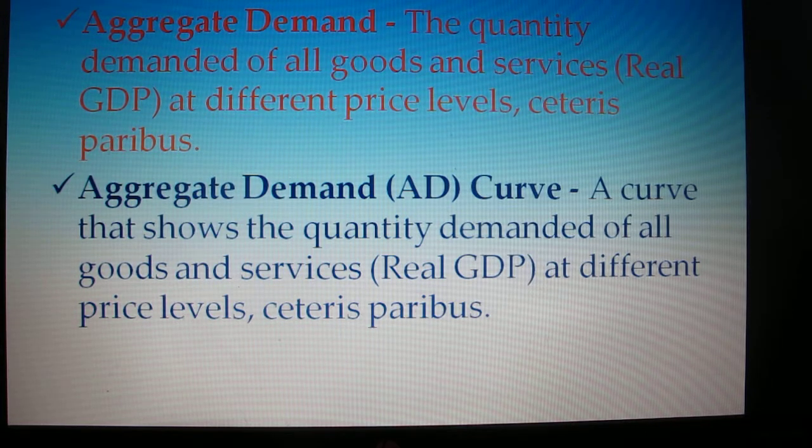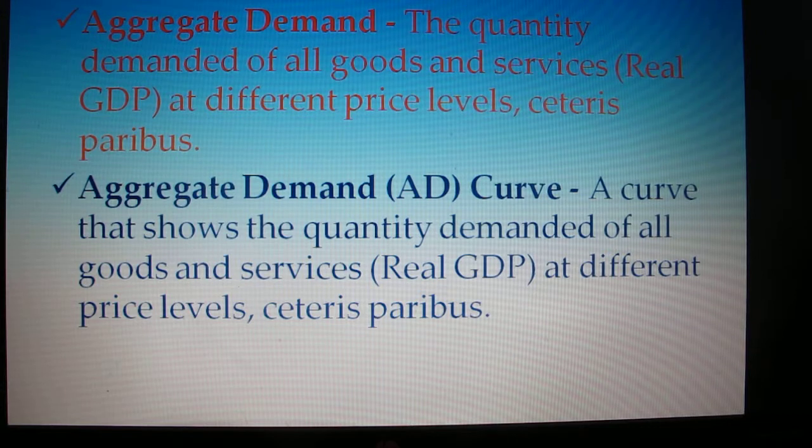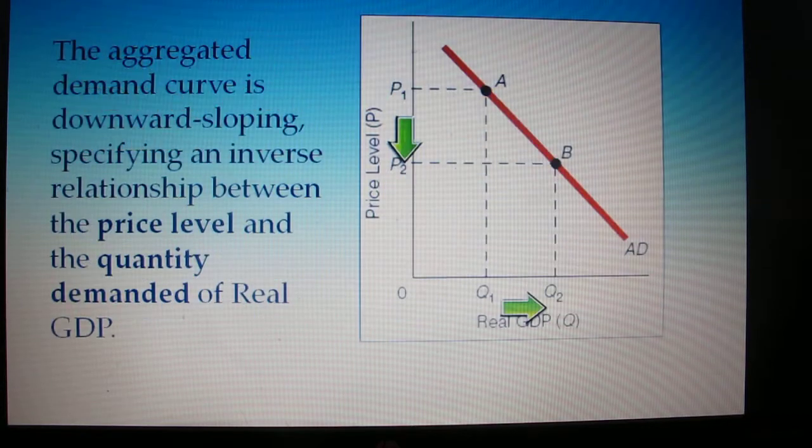So the aggregate demand curve is a curve that shows the quantity demanded of all goods and services, which could be thought of as real GDP, at different price levels. And the reason the term price level is used is because, as you know from our previous chapter, the CPI is measuring prices across the board, not just for one good. Long story short, aggregate is looking at totals. So the total demand throughout an entire economy is aggregate demand.